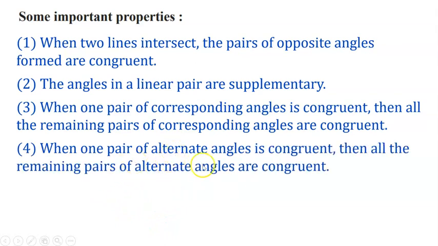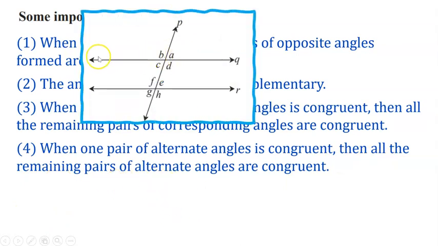when one pair of alternate angles is congruent, then all the remaining pairs of alternate angles are congruent. Now see this here in this figure. Line Q and line R are parallel. P is their transversal. One pair of alternate angles, that is angle C is congruent to angle E, then another pair, that is angle D is congruent to angle F. Also, exterior alternate angles, that is measure of angle B is congruent to measure of angle H. Measure of angle A is congruent to measure of angle G. These are the exterior alternate angles.